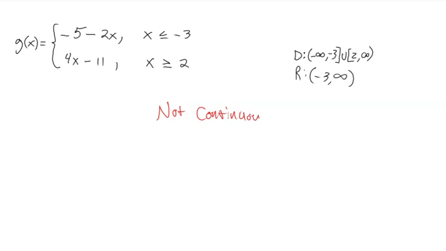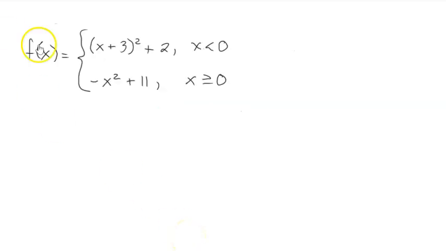Okay. Let's try another example. Here's another one. f of x is a piecewise function. It has two quadratic pieces. One of them is a negative quadratic, so we know that it's a parabola that's turned down, and this one is a positive quadratic, so it's turned up. But let's go straight to the domain. Here, the domain of this piece is all values of x less than 0.